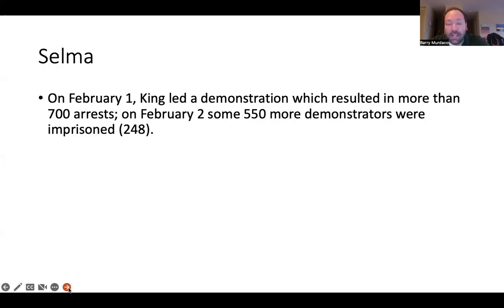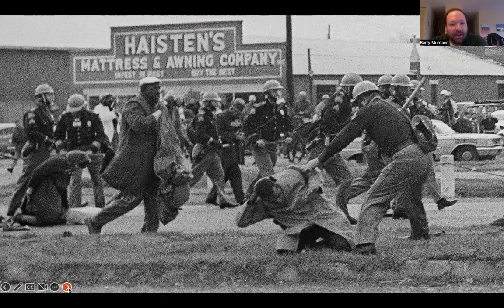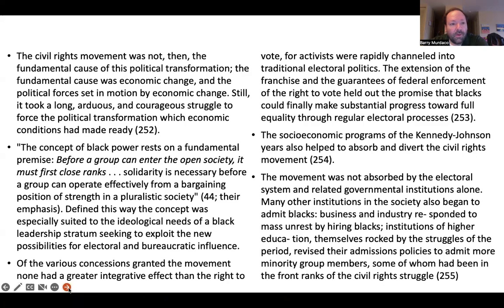Then you get to Selma, which in many ways is the culmination of the civil rights movement, at least in the earliest form of protesting against segregation. On February 1st, King led a demonstration which resulted in more than 700 arrests. And on February 2nd, some 500 more demonstrators were in prison. Of course, this was known for the famous march across the Edmund Pettus Bridge, now actually renamed the John Lewis Bridge. And you can see once again, met by significant violence as well.